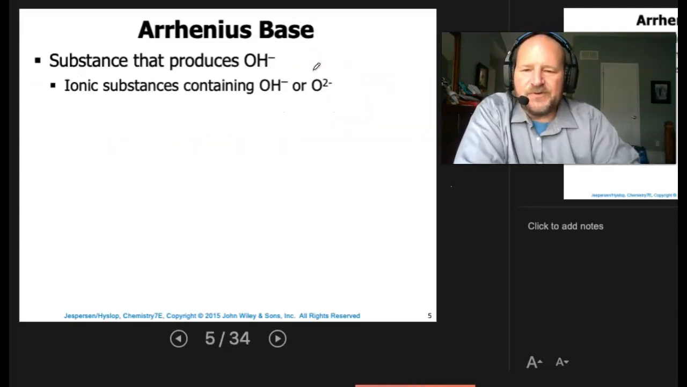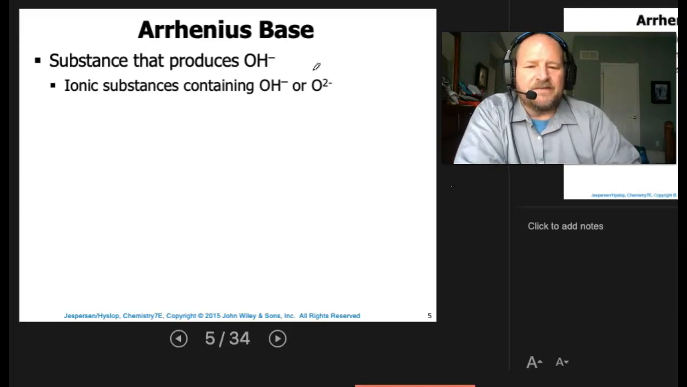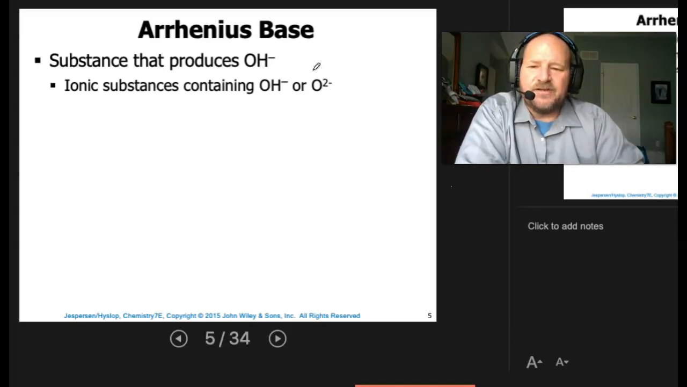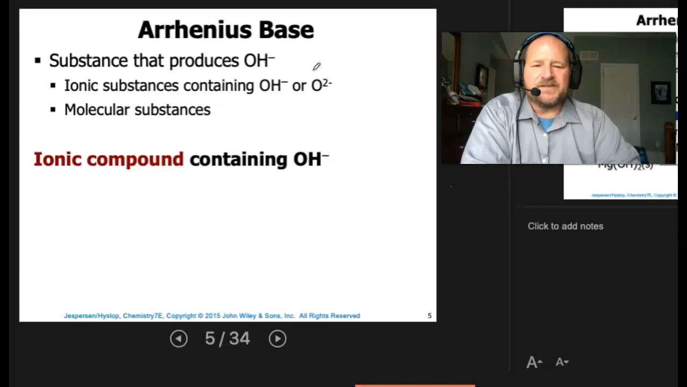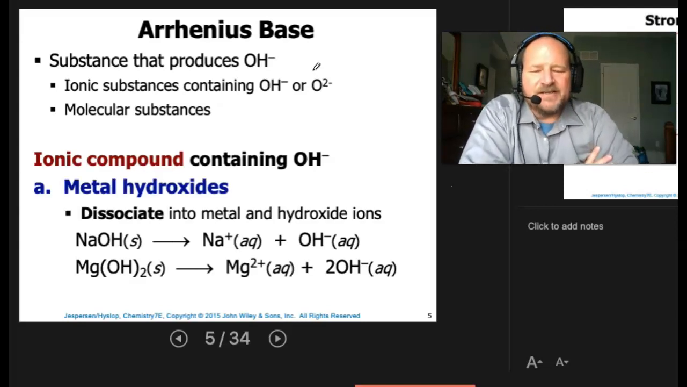So substances that produce OH- are the Arrhenius bases. And this is why we needed a separate definition for acids and bases, which would be the Bronsted-Lowry definitions. For the Arrhenius definition, it has to be a substance that forms OH- or O2-. So, ionic compounds containing hydroxides, like all your metal hydroxides, would be bases. They're going to dissociate into the metal and the hydroxide ion.